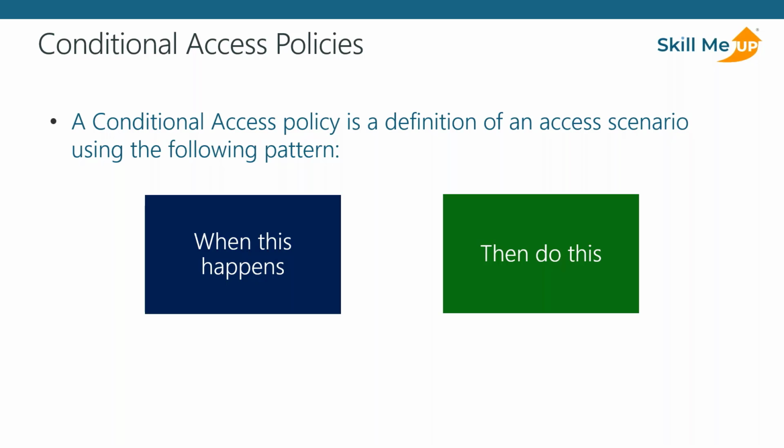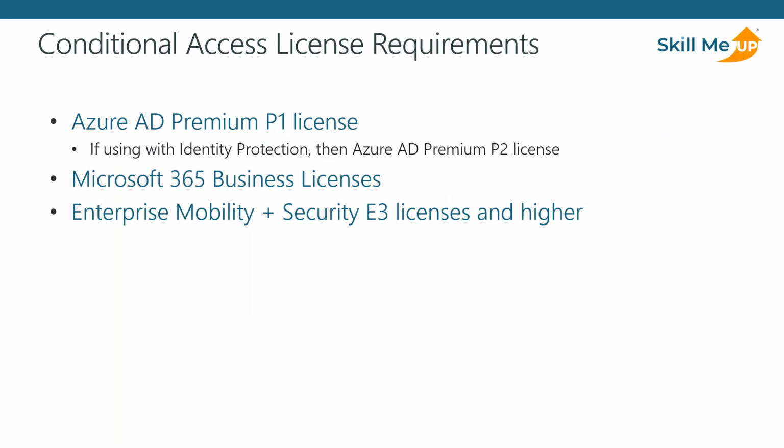Now, there are some core requirements here for licensing. You do need to have Azure AD Premium P1 license. That is included in other licenses. But if you're using it with identity protection and you want to utilize and query that as part of it, then you need to have the Azure AD Premium P2 license. Now, of course, these are included in the Microsoft 365 licenses, not the Office 365 licenses, but the Microsoft 365.